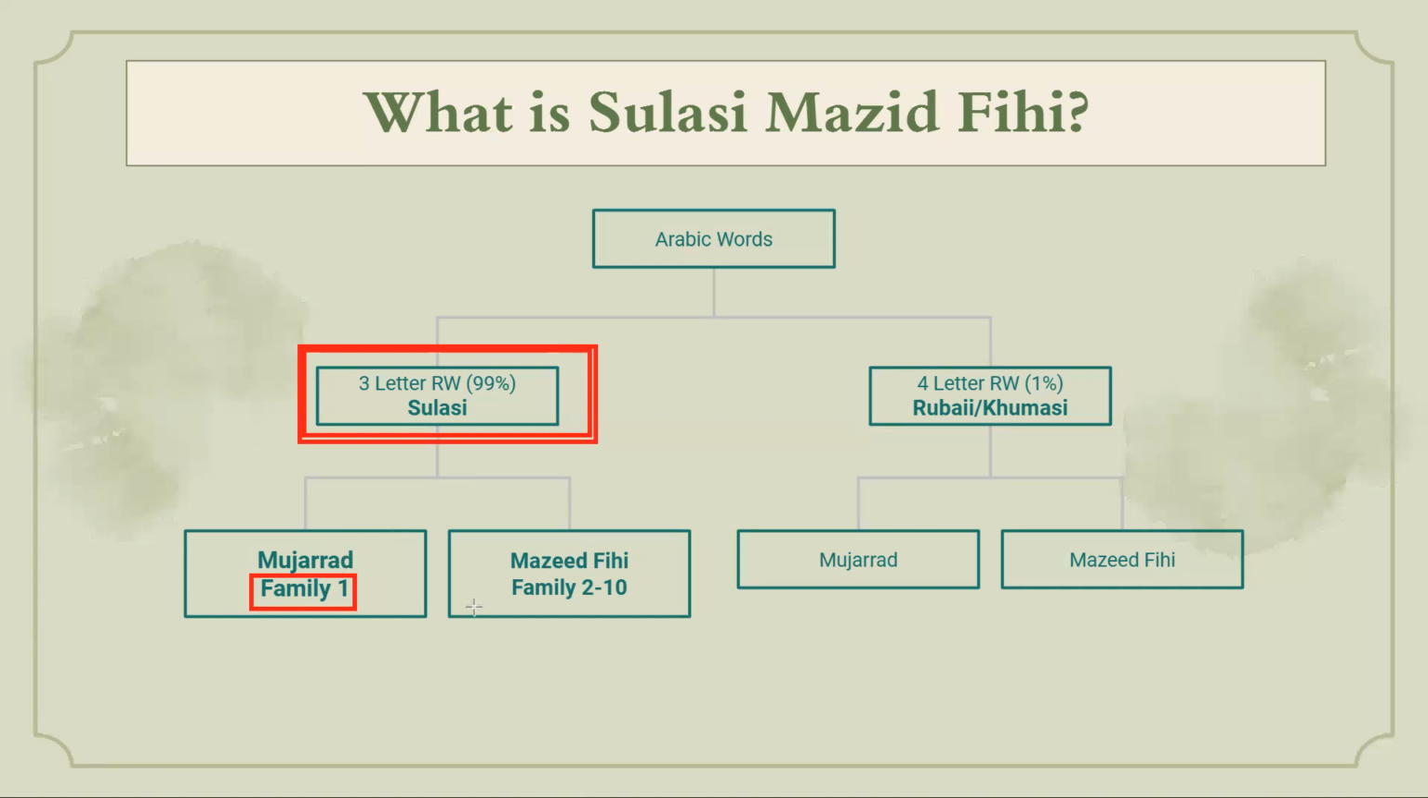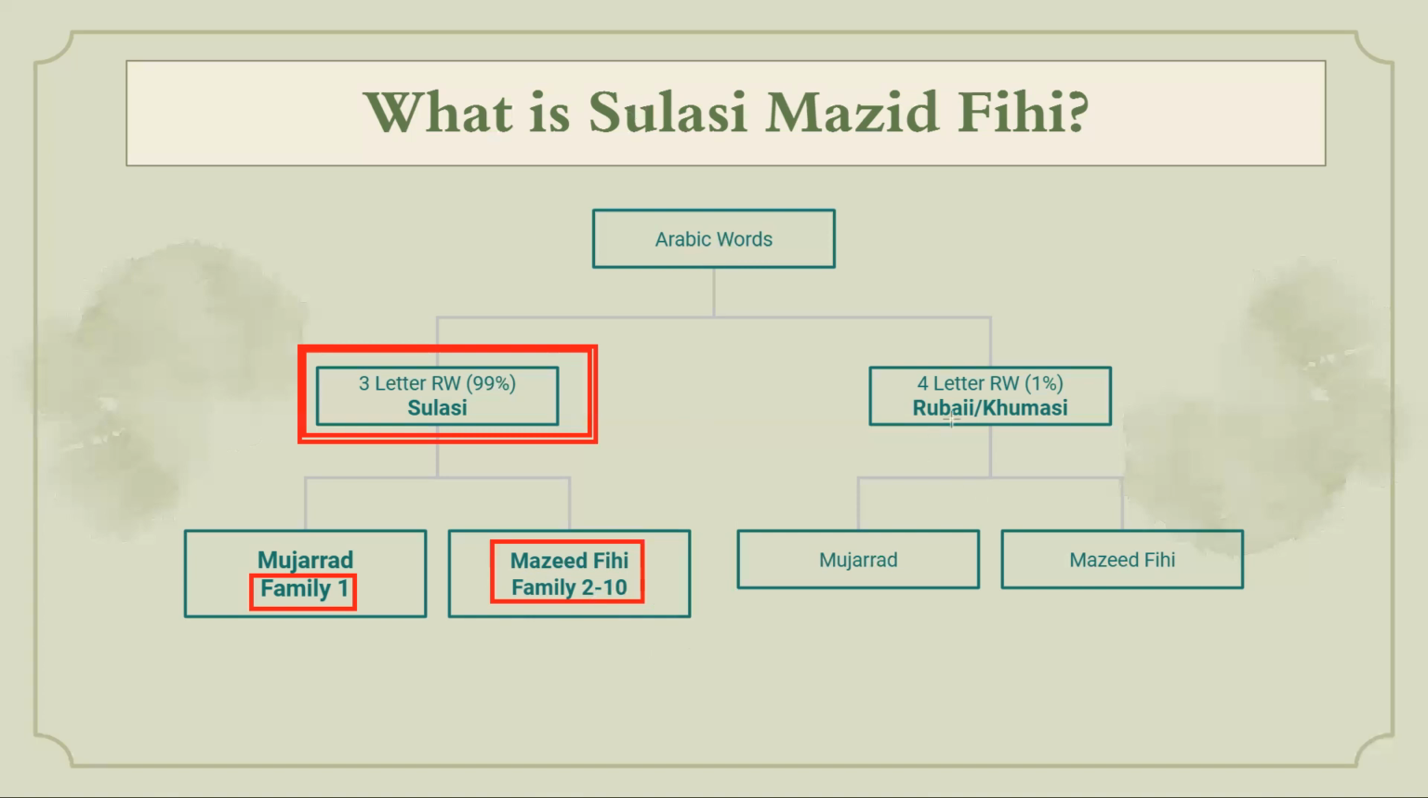But as we are moving into further studies, now we are going to learn more families. Those families are numbered from 2 to 10 if they are coming from 3-letter root words. And those families are called Mazid Fihi families. They are Sulasi Mazid Fihi. Why? Because the root letters are again 3, but there are additional letters, additional elements in the word pattern. And you will see in the next couple of slides how the additional letters come in these families.